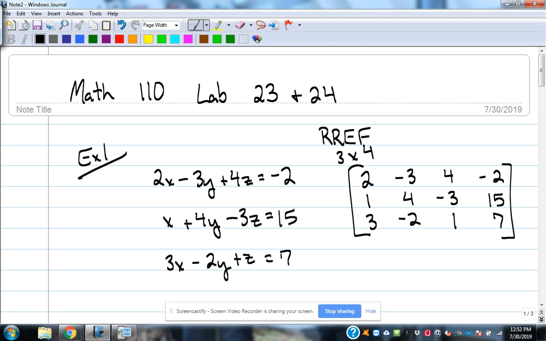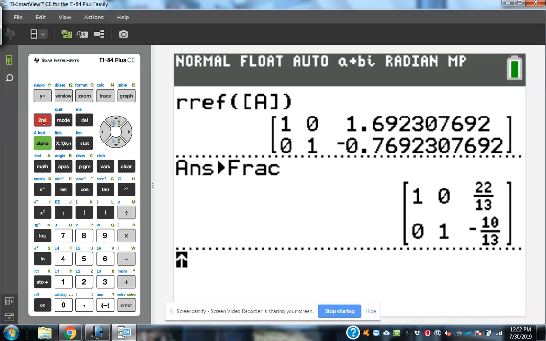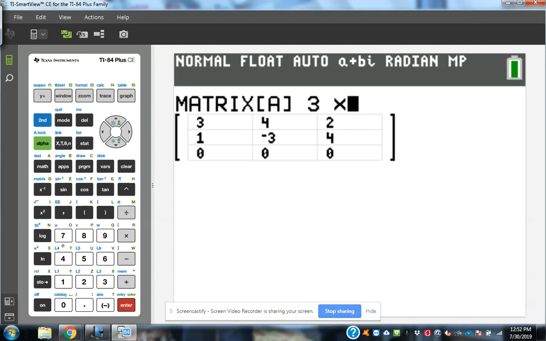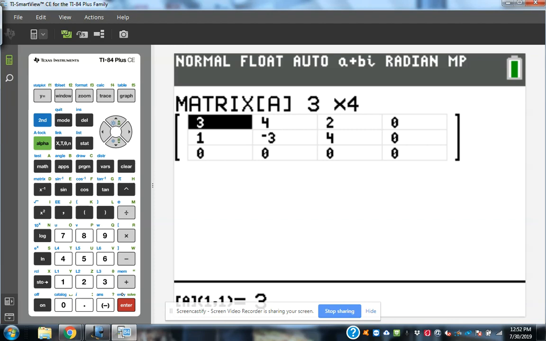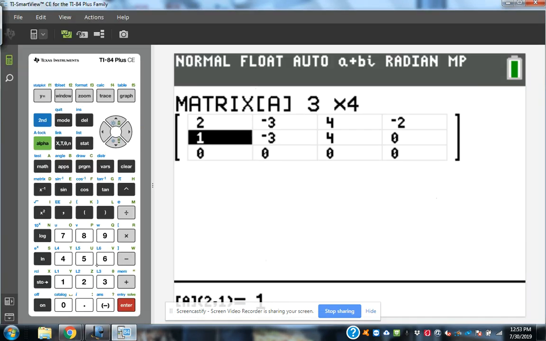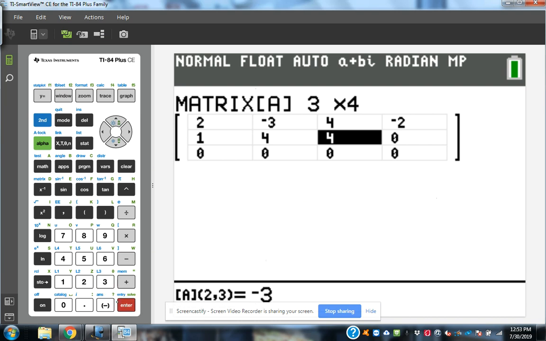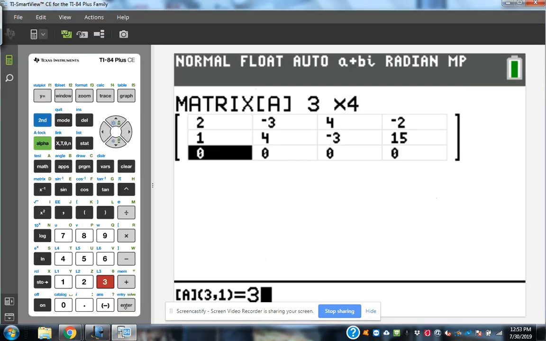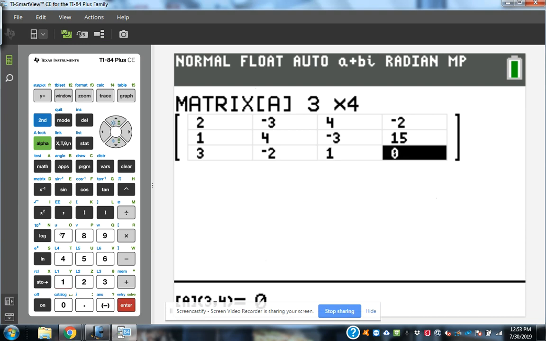So we need to take this matrix and enter it into our calculator. So we're going to hit second, X inverse, and then we're going to go to edit. I'm just going to use matrix A, and I'm going to change the size of it to a 3, enter, 4. So it makes it a 3 by 4, and it adjusts the size. And then I need to enter that matrix. So 2, -3, 4, -2. And the second row is 1, 4, -3, 15. And the third row is 3, -2, 1, and 7.